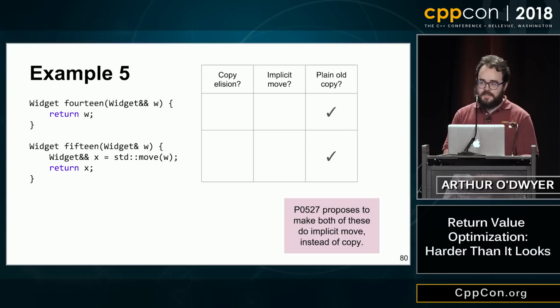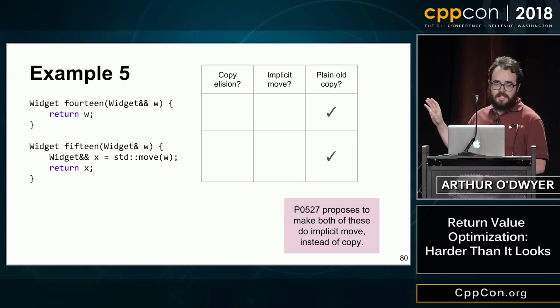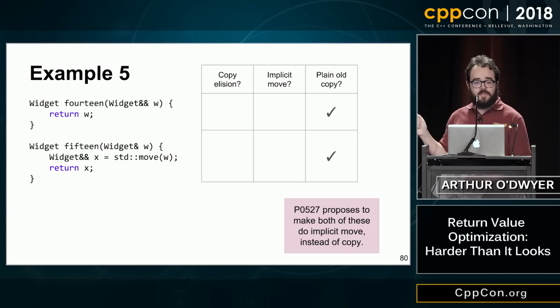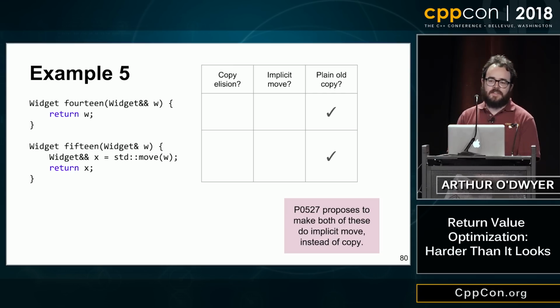The other paper, on which I am not a co-author, does propose to make both of these work and do implicit moves. I find that a little bit scary, but probably a good idea overall. We have found in practice there are a lot of programmers out there writing code where they expect this to move, and it doesn't. So having it match expectations might be a good thing.